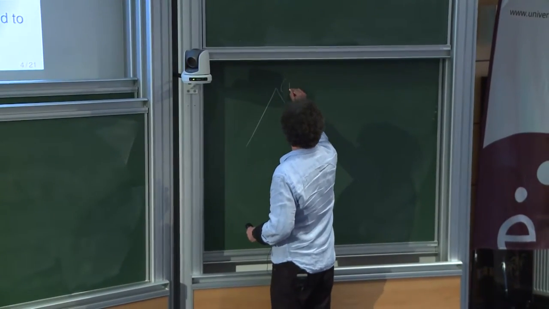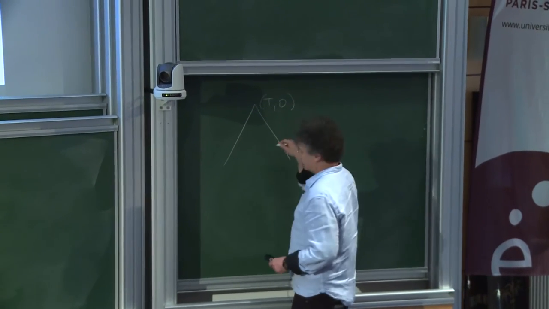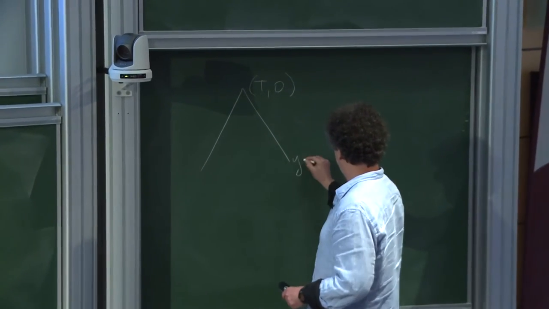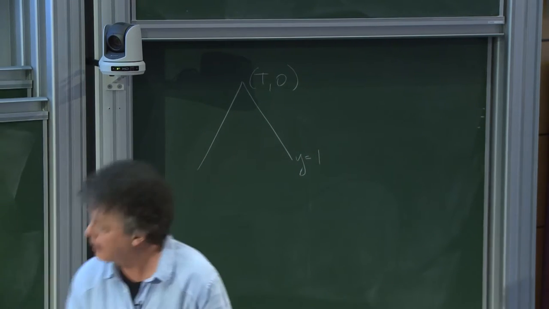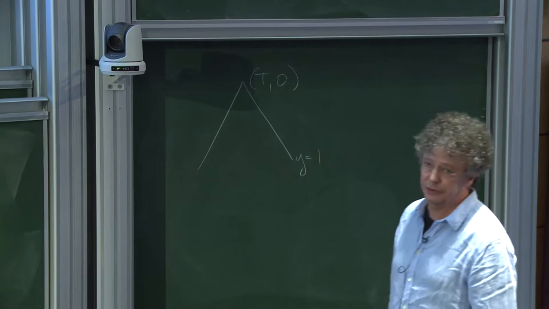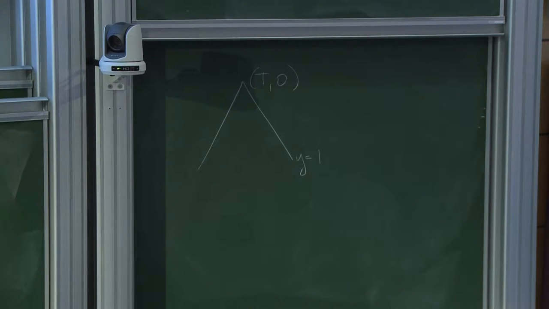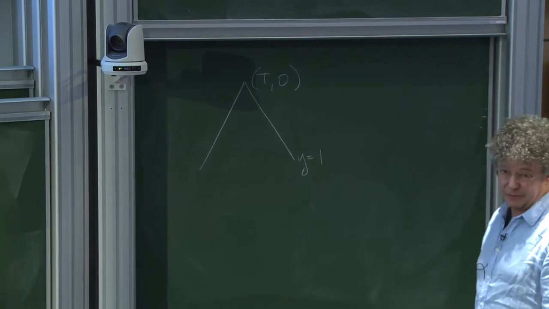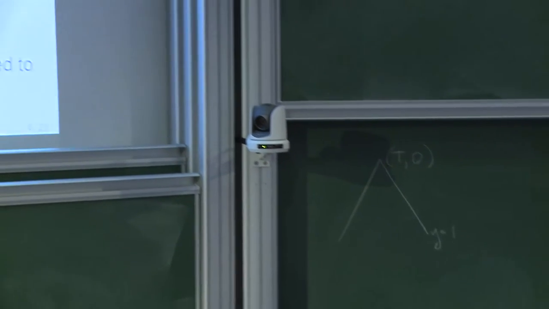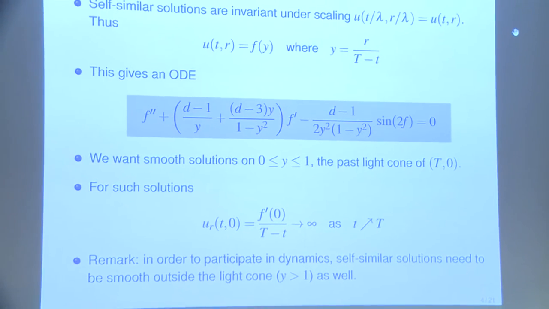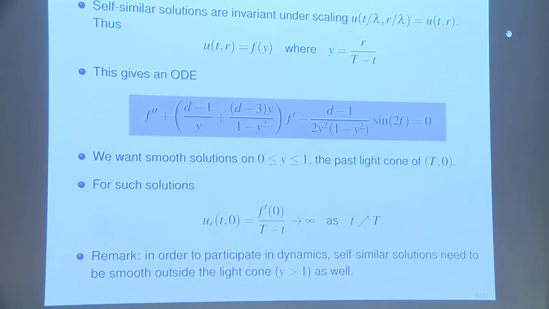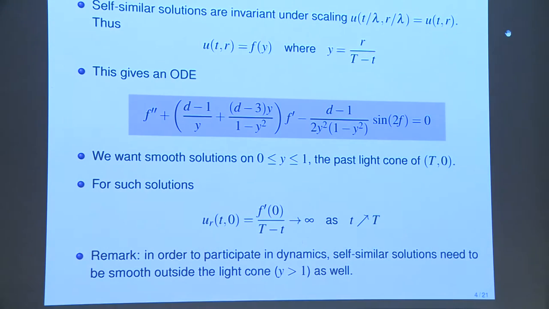So this is a point T0, this is the past light cone which corresponds to y equal 1. This equation also has a singularity at infinity. Now, by the finite speed of propagation, what really matters is what happens inside the past light cone and on the past light cone. So the analysis can be restricted to the closed interval from 0 to 1.